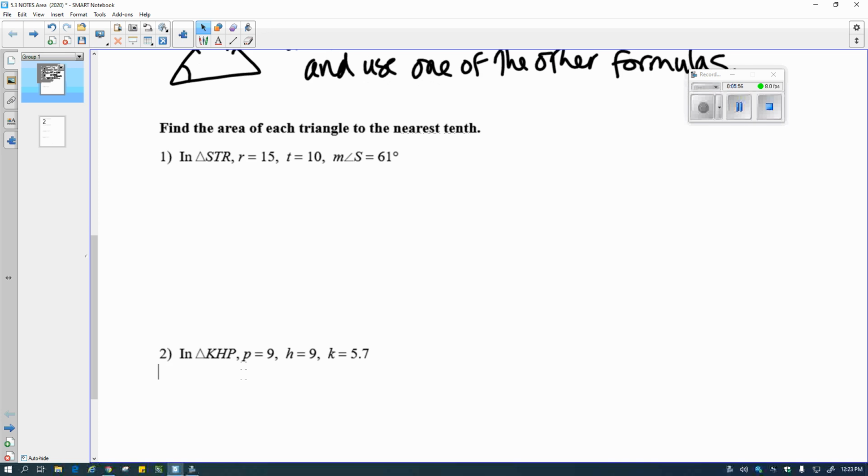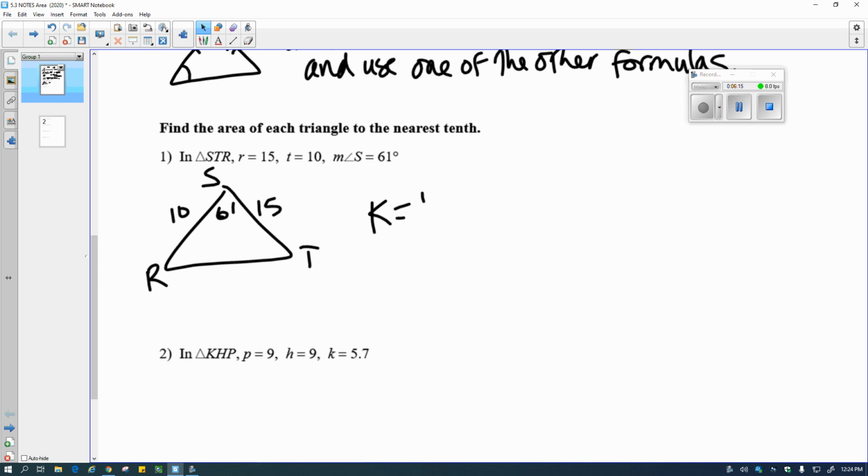You're going to need a calculator. Make sure your calculator's in degrees again. Draw your picture. Figure out what scenario you have. STR. I've got angle S is 61. I've got side P is 10. I've got side R is 15. This is definitely a side angle side. So my area is 1/2 times 10 times 15 times the sine of 61. Plug it in your calculator, call it a day.